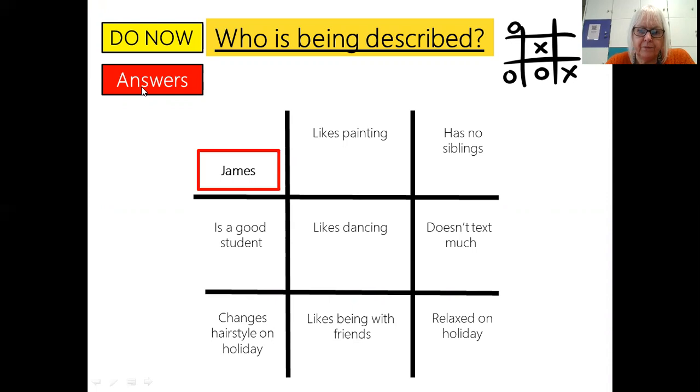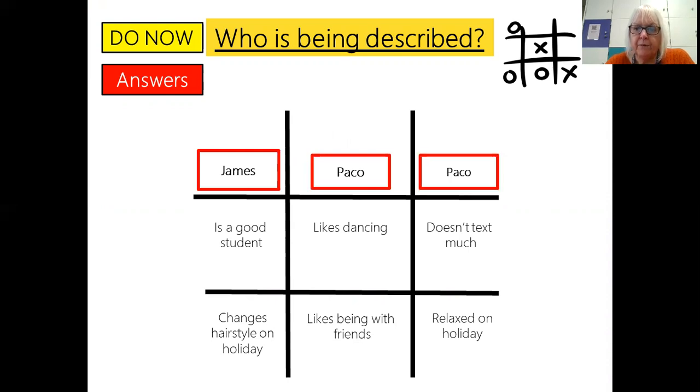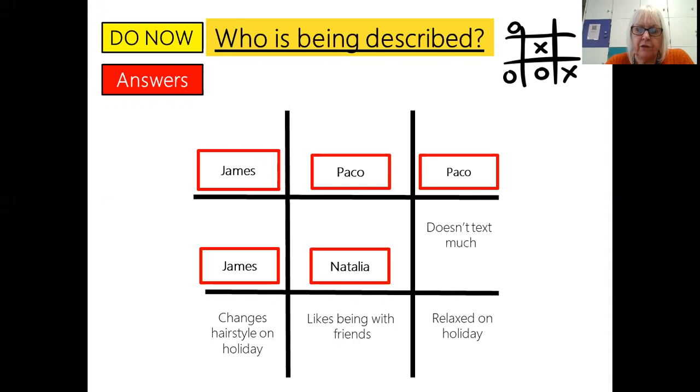So James likes being at home. Likes painting is Paco. Has no siblings, that we know of anyway, is Paco again, because both Natalia and James talk about their brother. Who's a good student? That's James as well. He studies a lot. Who likes dancing? That was Natalia. Well done, because she dances salsa with her brother on holiday.